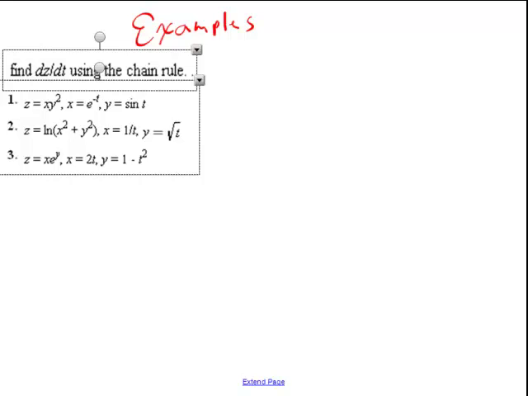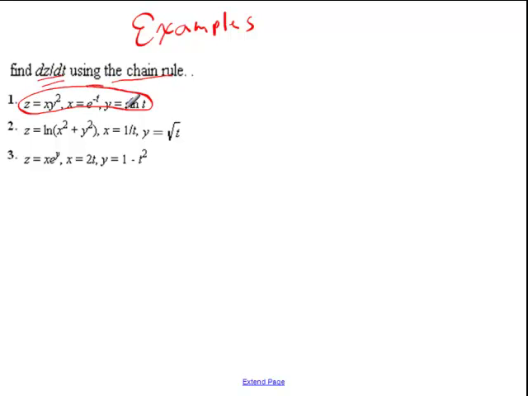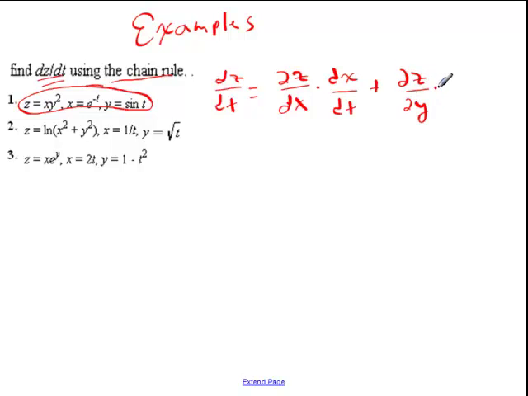Okay, so let's look at some examples here. If we want to find dz dt using the chain rule, where x and y are both functions of t, let's just do the first one. dz dt equals the change in z with respect to x times dx dt, plus the change in z with respect to y times dy dt.